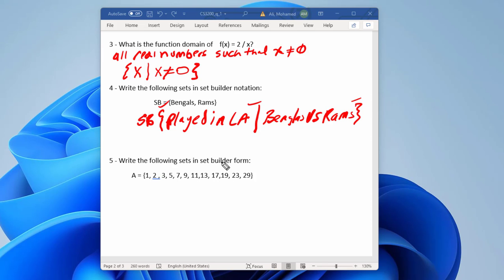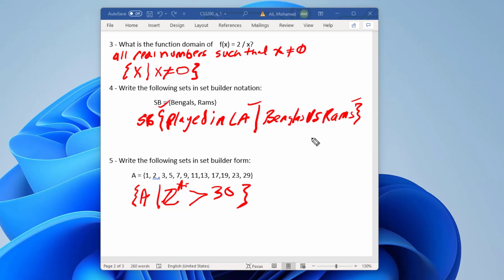Now here's another one that should be very easy to see. We are looking at the set A such that all integers, positive integers, you can see they're all positive integers, such that z is not greater than 30.